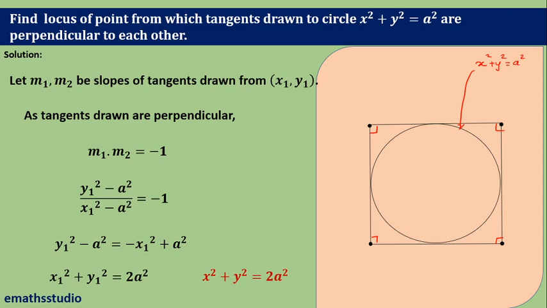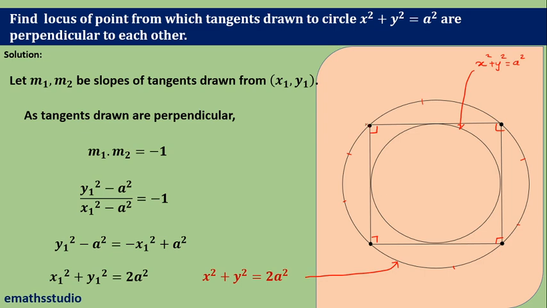When we join all these points, we get one circle. Now, the equation of this circle is called the locus of the point from which two perpendicular tangents are drawn to the given circle. The locus of this point is x square plus y square is equal to 2a square. This is what we obtained.